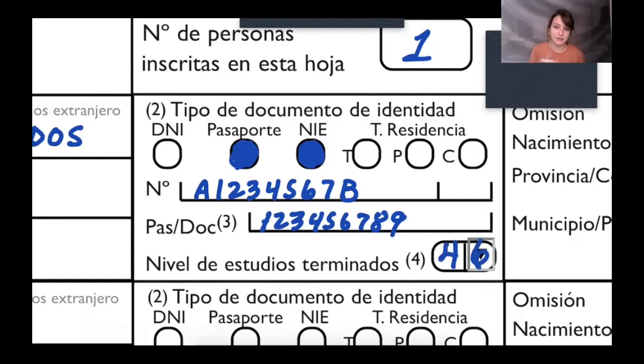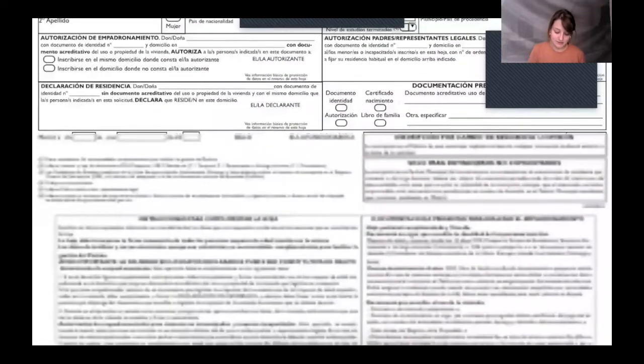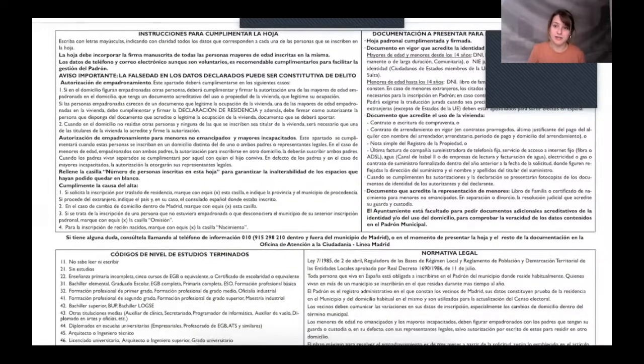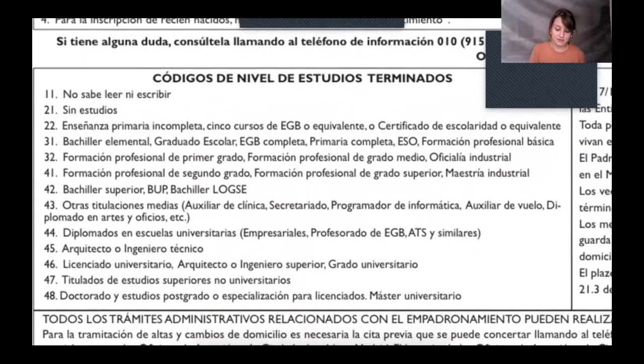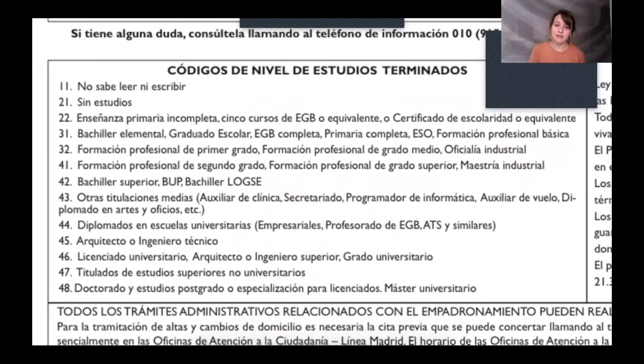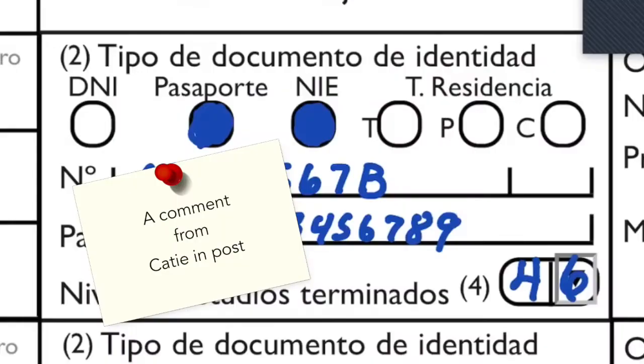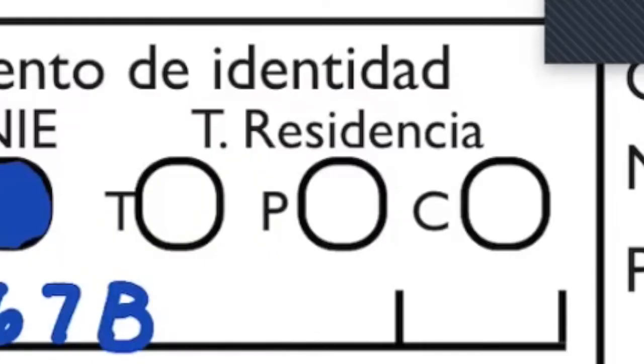If you have another finished level of studies, all you have to do is go down to the instructions page. On the second page, go down to Códigos de Nivel de Estudios Terminados and find the one that applies to you. Before we move on to the next section, note this section here that says T residencia with a T, a P, and a C. That's the tipo de residencia, or your type of residence.